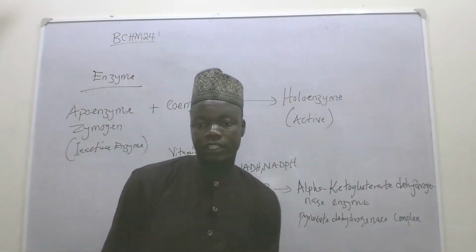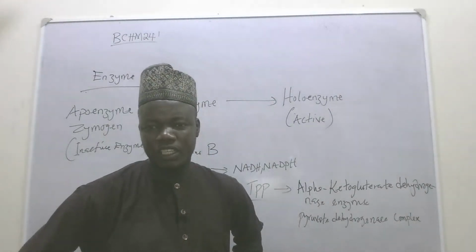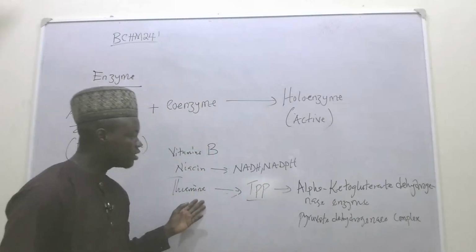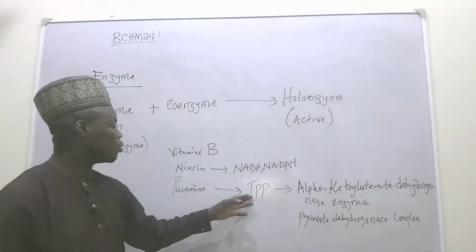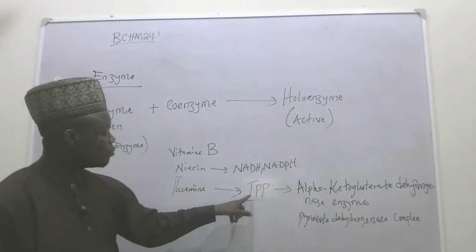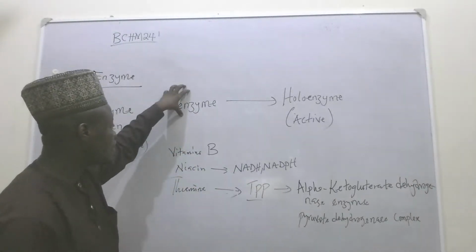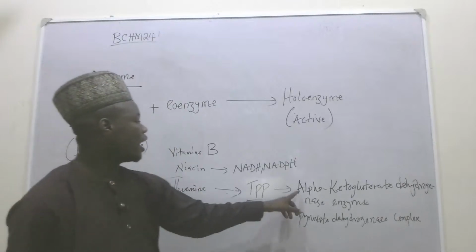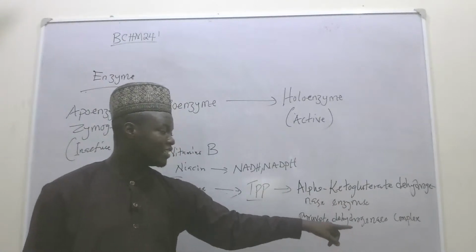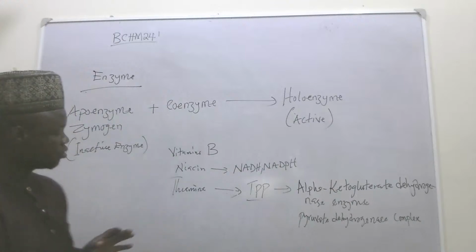Sir, I'm lost. Is it possible to list the vitamins and their derivatives with the catalytic reactions beside them? Yeah, of course, that is why I said we have thiamine. Thiamine is a component of TPP. So TPP is thiamine pyrophosphate. Thiamine pyrophosphate is one example of coenzymes required by alpha-ketoglutarate dehydrogenase enzyme and pyruvate dehydrogenase enzyme complex for them to work.